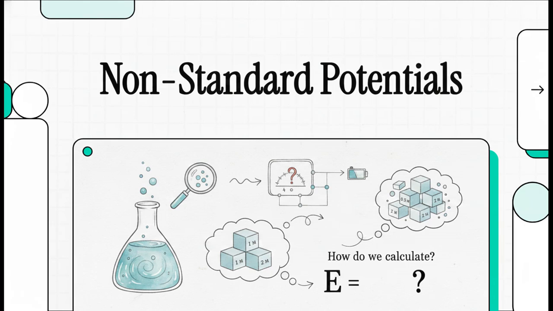Welcome to the Explainer. Today, we're diving into something super practical, calculating non-standard electrode potentials. You see, in textbook chemistry, everything is perfectly standardized, right? Concentrations are exactly 1 mole per decimeter cubed. But let's be real, the real world is rarely that standard. So what happens when conditions change? How do we calculate the electrical potential of a reaction then? Well, that is exactly what we're going to unpack today.